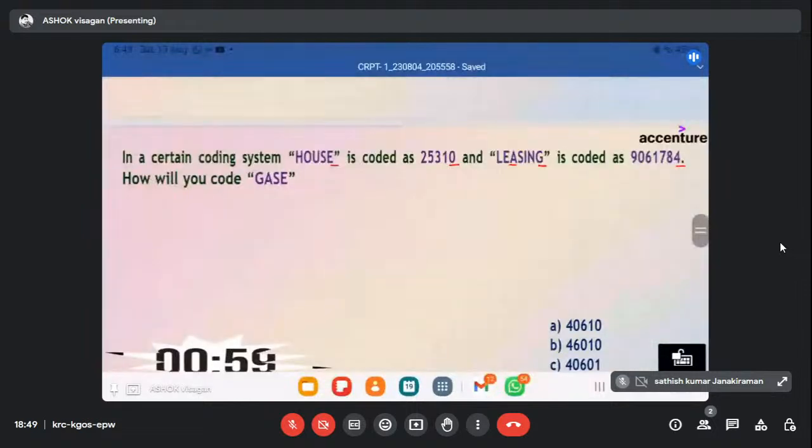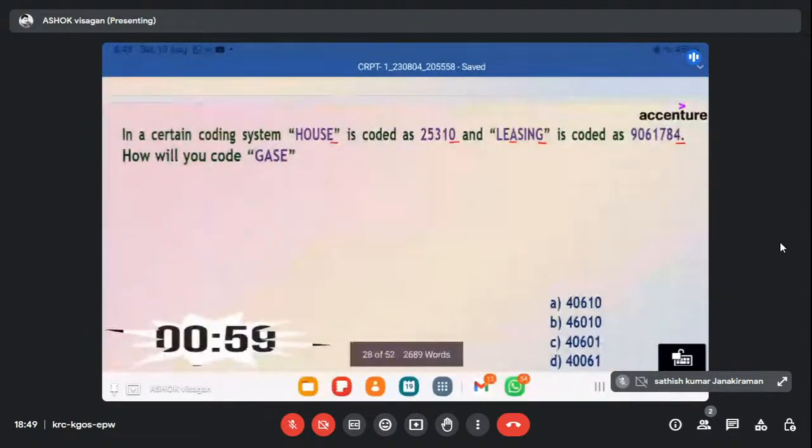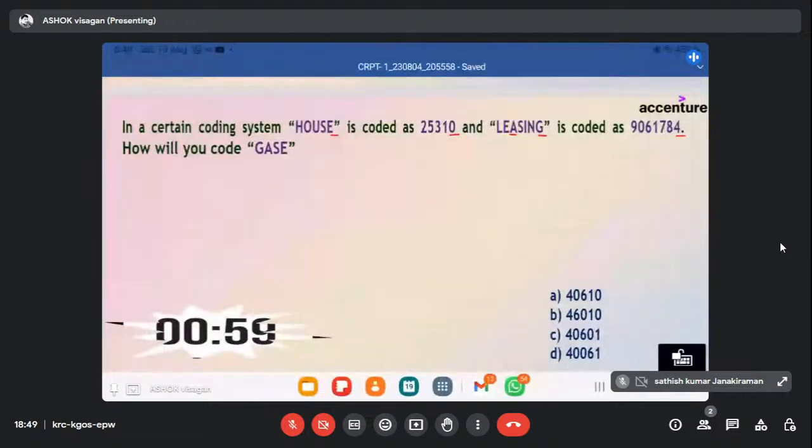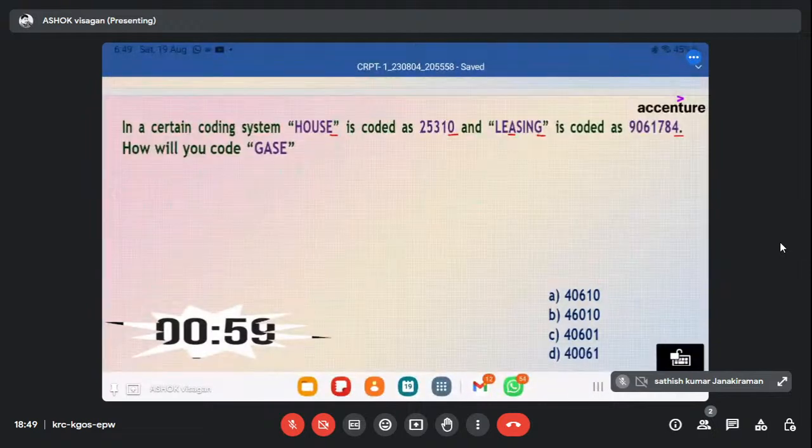Okay, this is one of the examples for number, word and number. So here, what is the word? House. House is given 25310. And the word leasing, they asked what is the word. Leasing is coded as 9061784. And how will you code the word GASE? G-A-S-E. First, you need to check whether the equal number of letters and the equal number of digits are there. So here letters are 5, here the number of digits is 5.